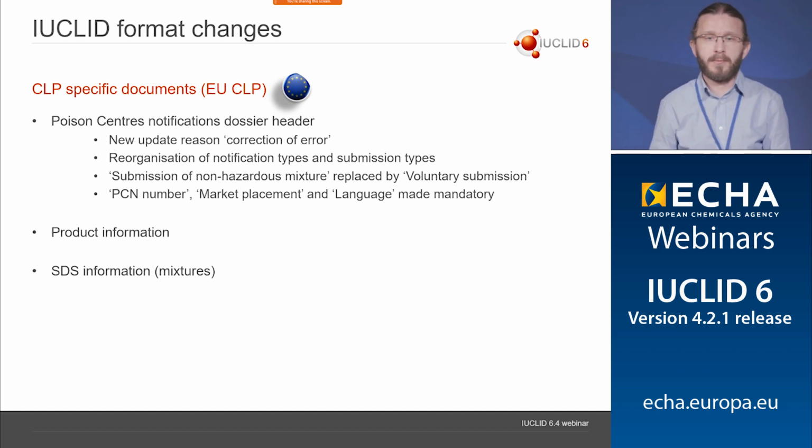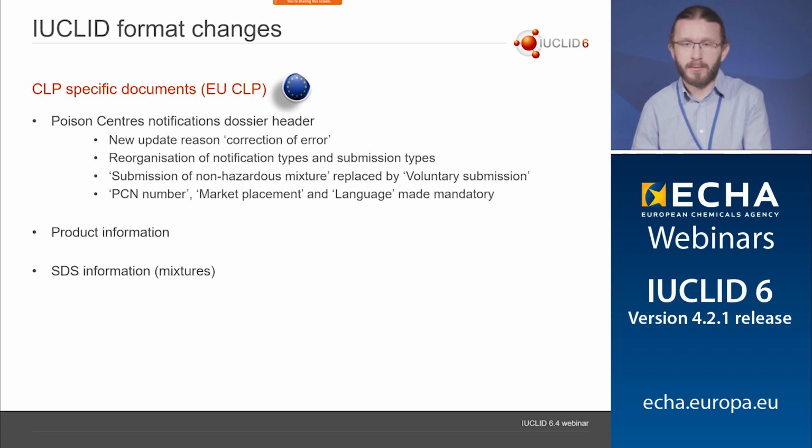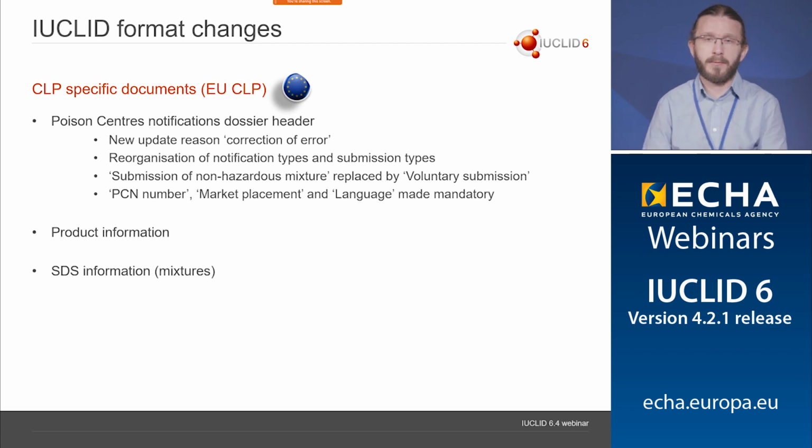The main changes done for the CLP regulation, apart from the changes I already mentioned in the GHS document to cover the latest updates of this regulation, are some changes related to poison centre notifications, and they are presented here. Mainly clarifications in the dossier header to clarify the purpose of the notification, but we also slightly updated the product information and the SDS information for mixtures.